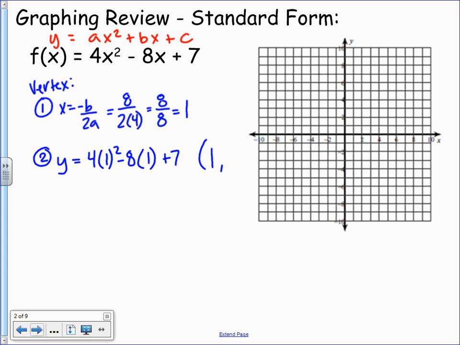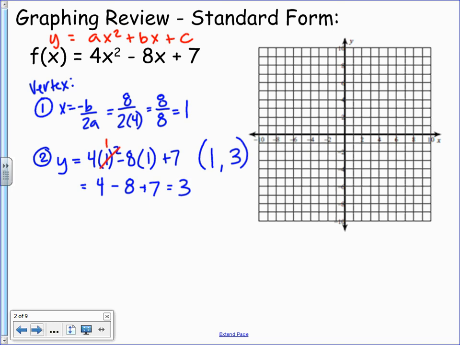Then I evaluate through the process of PEMDAS, or the order of operations. First step is to do that exponent. I'm squaring the 1, which gives me just a positive 1. 4 times 1 is 4, minus 8 times 1 is 8, and then plus 7. Negative 4 plus 7 leaves me with 3. So the y-coordinate on my vertex is 3.